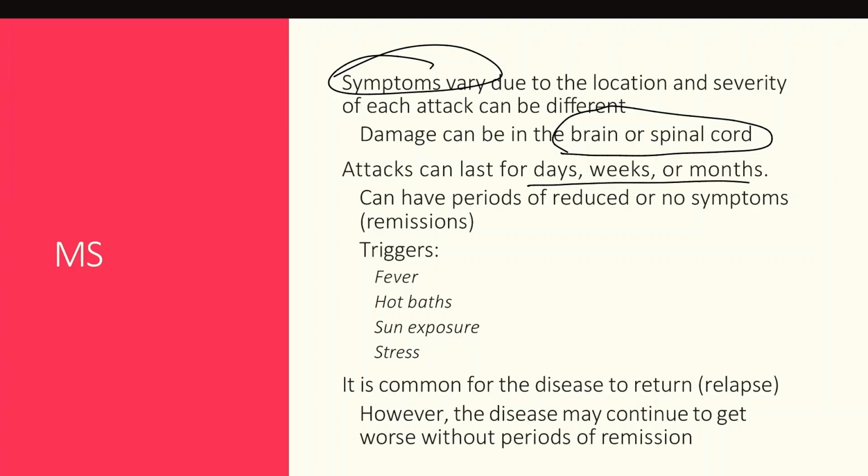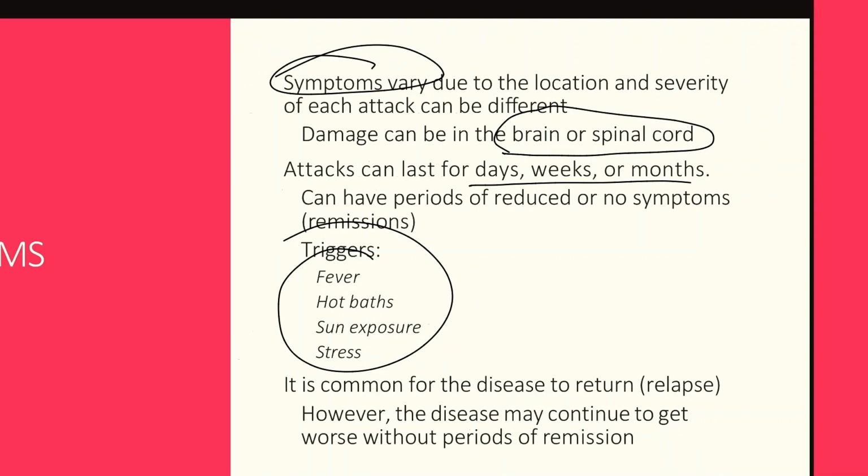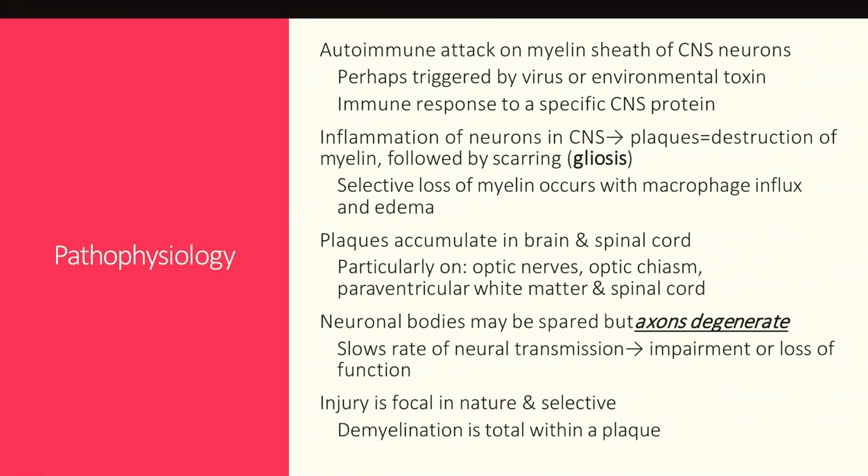Attacks can last days, weeks, or even months. And again, they have these remission phases where they'll be fine for a while, they won't be symptomatic, and then they have a flare-up. There are some triggers for these flare-ups: fever, hot bath, sun exposure, stress. Again, it is common for these relapses to occur. As the disease progresses, the relapses become more frequent, and they'll get worse.